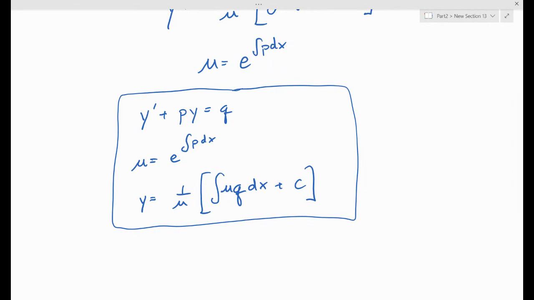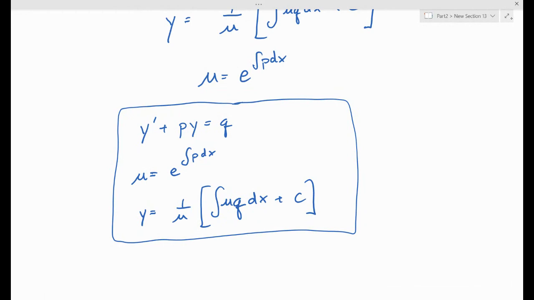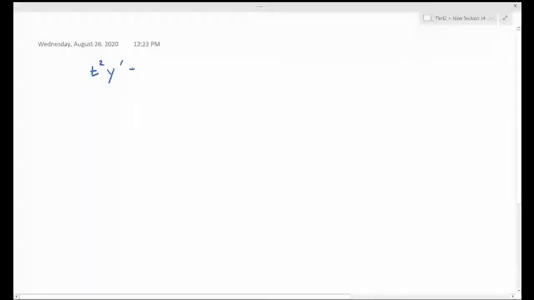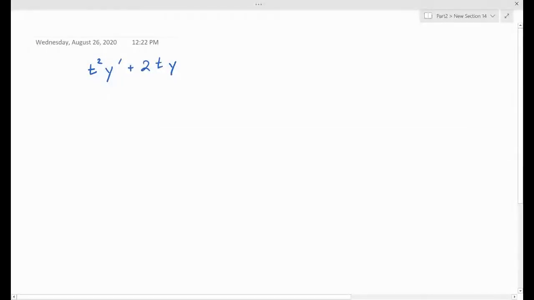So I think we should maybe do an example of this. So let's do an example. And okay, so here's a differential equation where the independent variable is t this time, not x. A lot of this stuff comes from physics, and so we have things being functions of time.